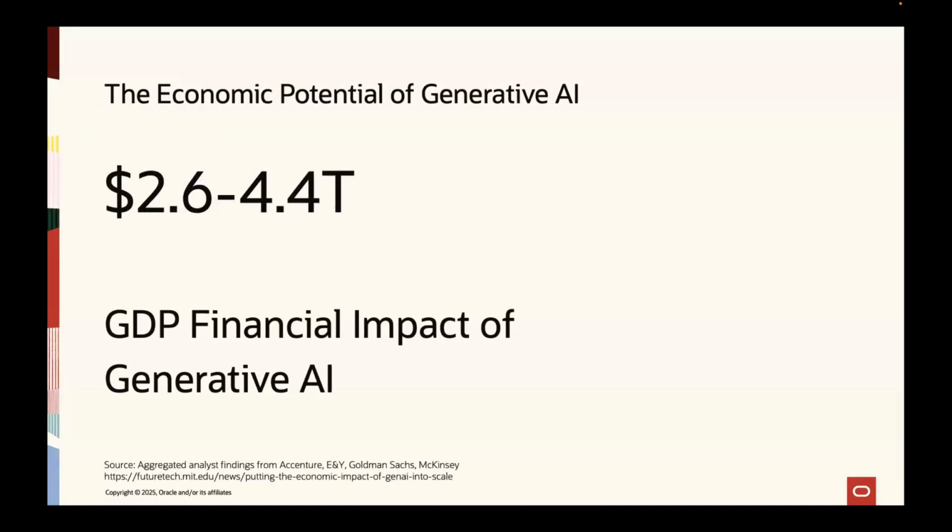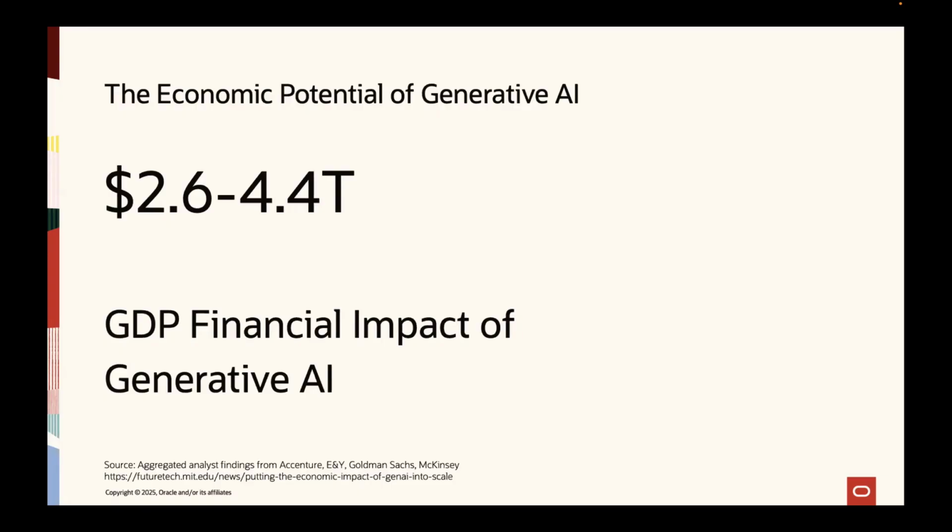So with AI, certainly there is a lot of impact on many different industries that it can improve the GDP. And this is an aggregated number from various analysts from Accenture, EY, Goldman Sachs, McKinsey. And the interesting thing is that this is a fairly conservative number on the GDP impact. Various companies have actually promoted even larger numbers.